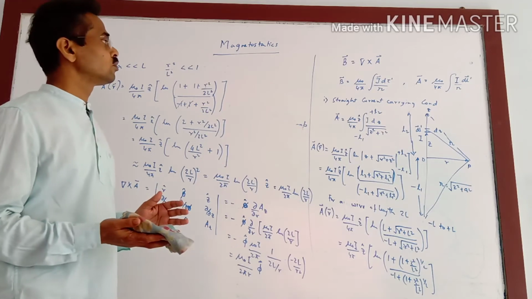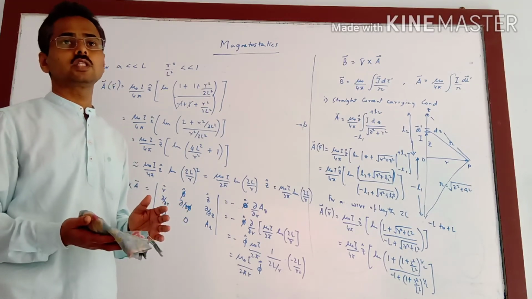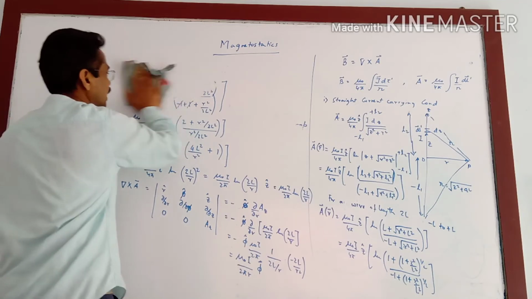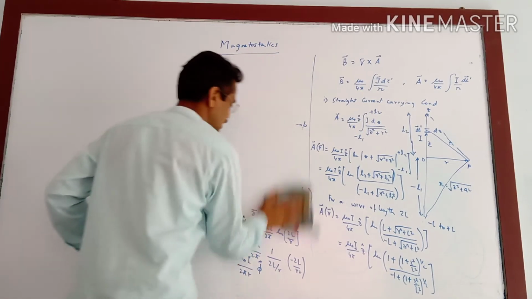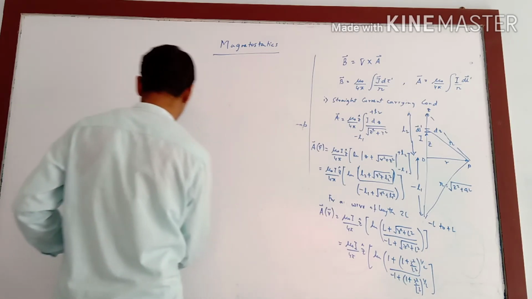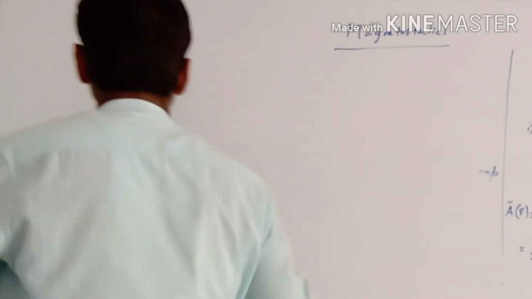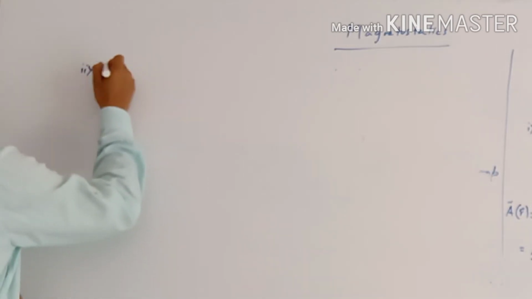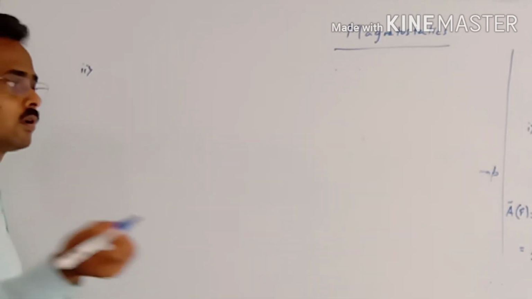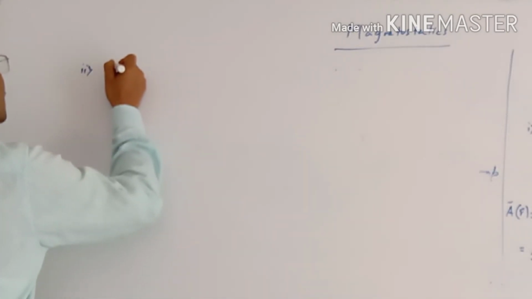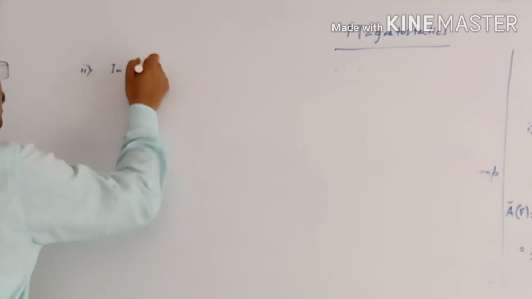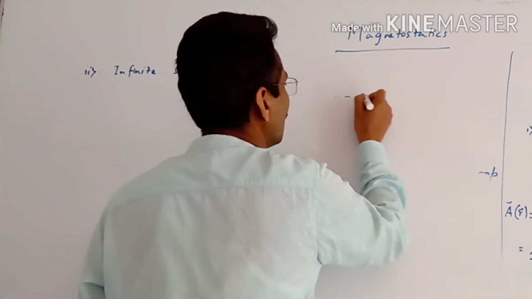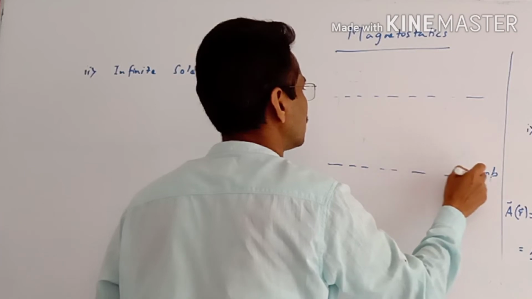Let us jump on to the other cases where we can again use Ampere's circuital law to evaluate the magnetic field. Let us try to find the magnetic field using Ampere's circuital law for an infinite solenoid. So the case 2, which is actually referred to in your new CBCS course. The first one was an infinite straight wire, the second one is an infinite solenoid, where you need to use Ampere's circuital law to calculate the magnetic field.